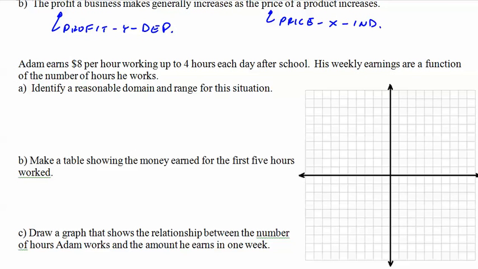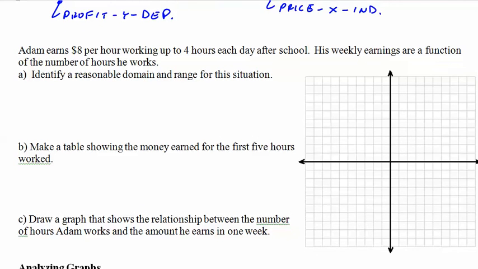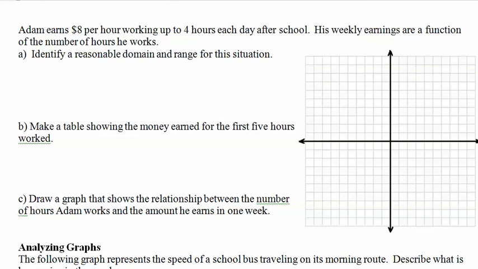Adam earns $8 per hour working up to 4 hours each day after school. His weekly earnings are a function of the number of hours he works. Domain: he could have as few as 0 hours, up to 4 hours after school, 5 days, 20 hours. In range, he could make as much as $0 up to 4 times 5 is 20, times 8, up to $160.